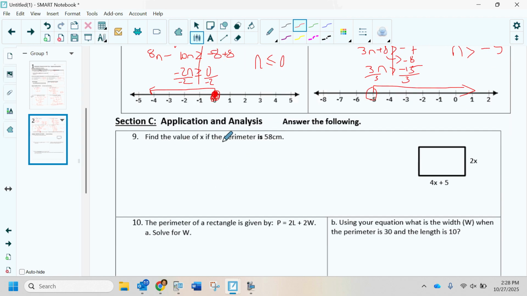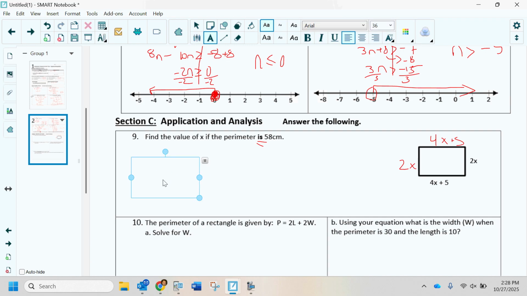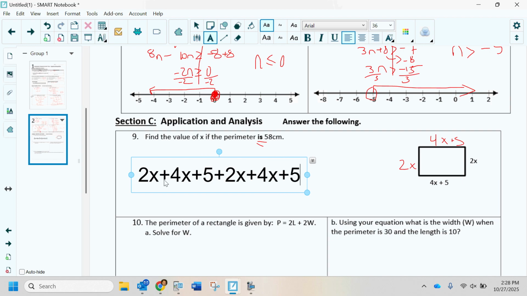All right, we want to find the value of x if the perimeter equals 58. So what's this side length? This side length is 4x plus 5. Side length is 2x. And so the perimeter, right, we're going to add up all of our sides. So our sides are 2x plus 4x plus 5 plus 2x plus 4x plus 5. And then that's going to equal 58.